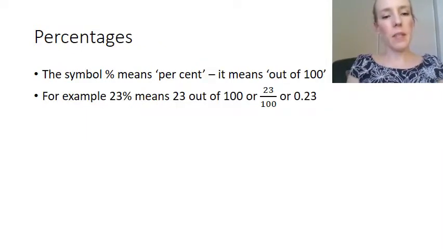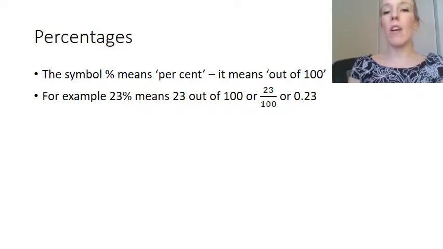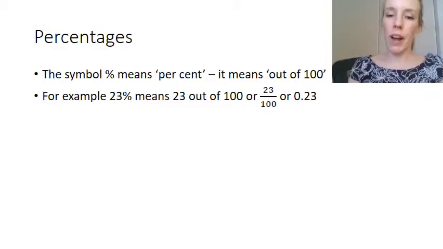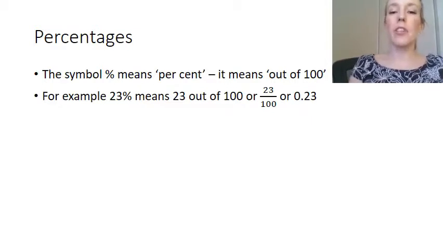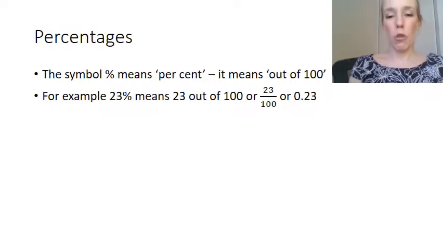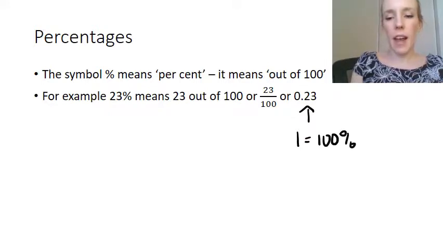Okay, so the symbol percent means percent, and it means out of 100. So for example, 23% means 23 out of 100. We could write it as a fraction, so 23 over 100, or we could write it as a decimal, so 0.23. So just remember, when we're writing things as decimals, 1 will equal 100% and 0.01 will equal 1%.